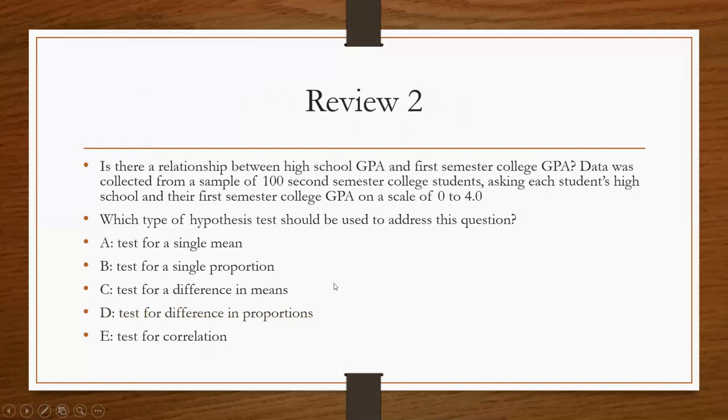I think I have those. So, is there a relationship between high school GPA and first semester college GPA? They collected data from a sample of 100 second semester college students, asking each student what their high school and their first semester college GPA was on a scale of 0 to 4.0. So which type of hypothesis test would be used to address this question? You have the same answers, and I'll just leave you to it.